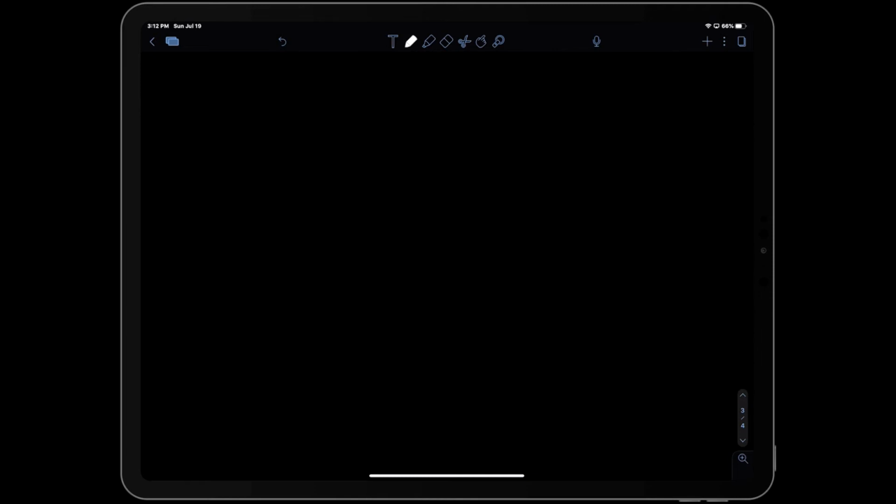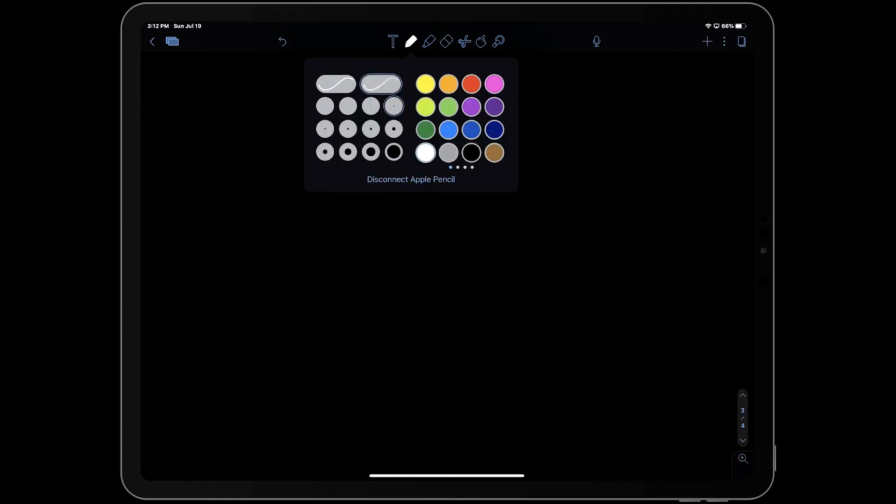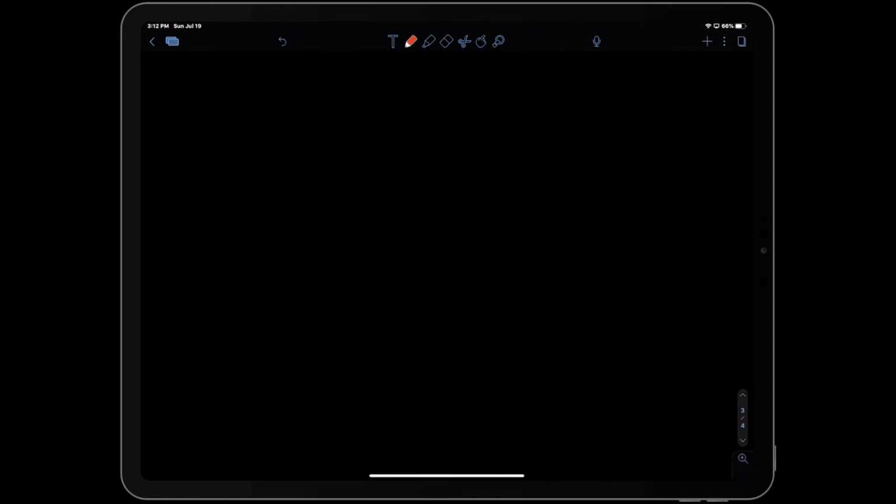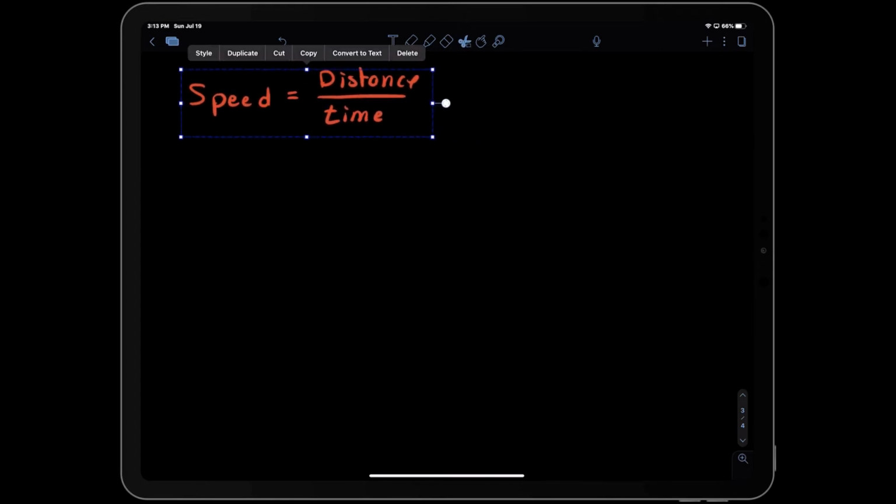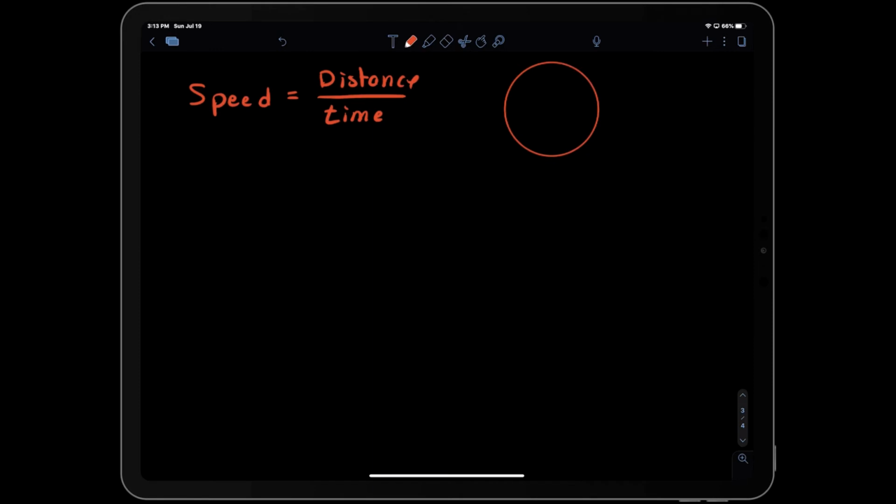I'd really recommend, if you struggle with any type of algebra, rearranging equations, that you start with this at the top of your paper. We'll have speed equals distance divided by time. All right. We are going to have to rearrange this equation. I really want this in your formula sheet, by the way. But rearranging equations may not be your strong point.